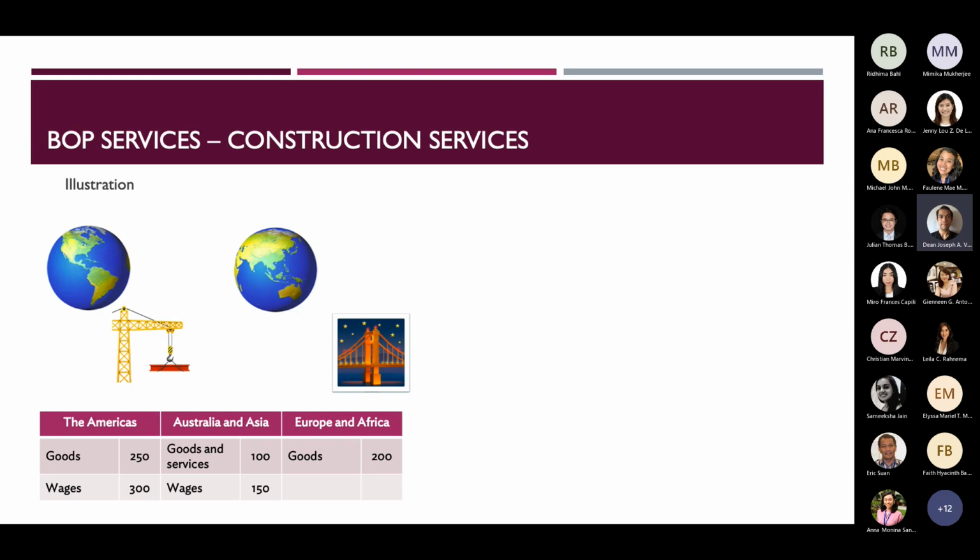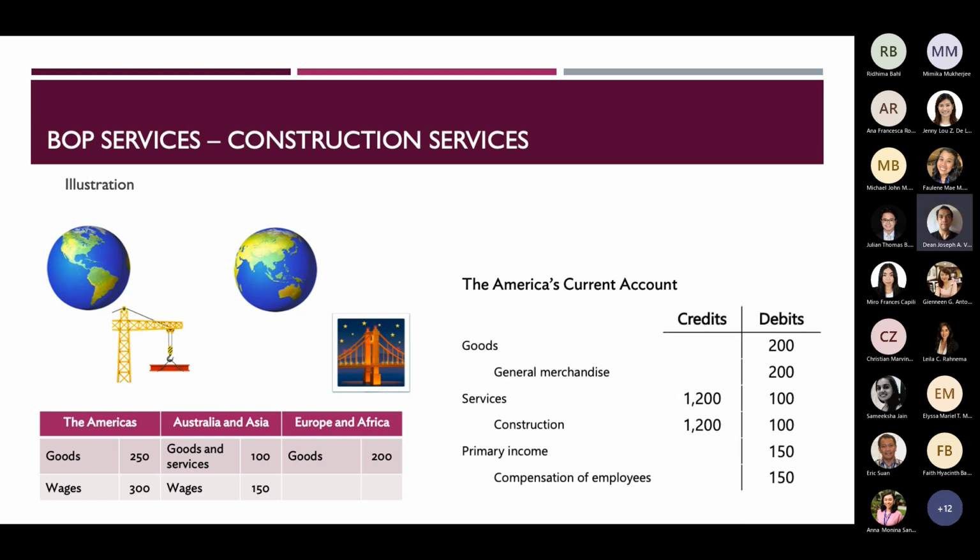In terms of wages, the Americas pay 300 local currency units from the wages coming from the non-resident construction firm, and there is locally sourced employment in Australasia that's valued at 150 local currency units. In the balance of payments, from the perspective of the Americas, the gross value of construction abroad, 1,200, is credited here because it's the value of the project as being carried out. But how does this mirror the debits recording for this specific transaction?